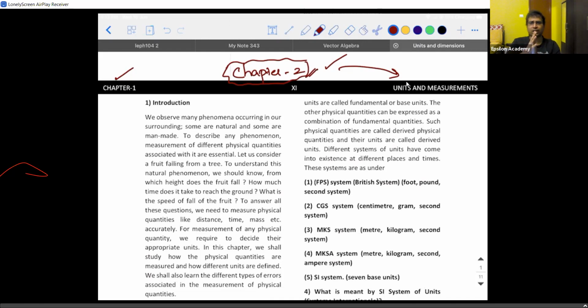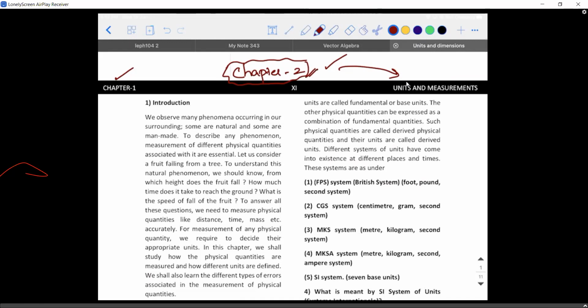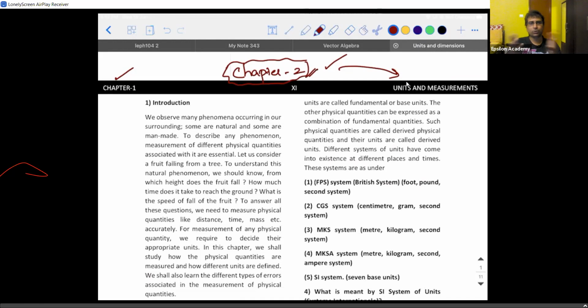Do you think we can run our life without measurements? No, obviously not. For example, I'm using a laptop with a screen. If I go to a shop and ask for a comfortable screen, I need to know its dimensions. So the diagonal length is going to be 17 inches.